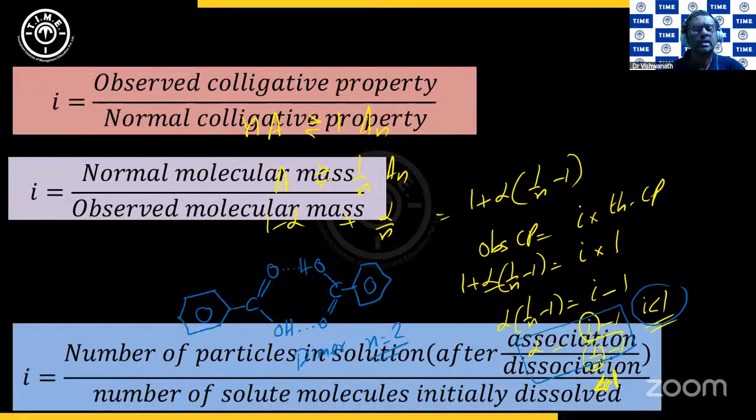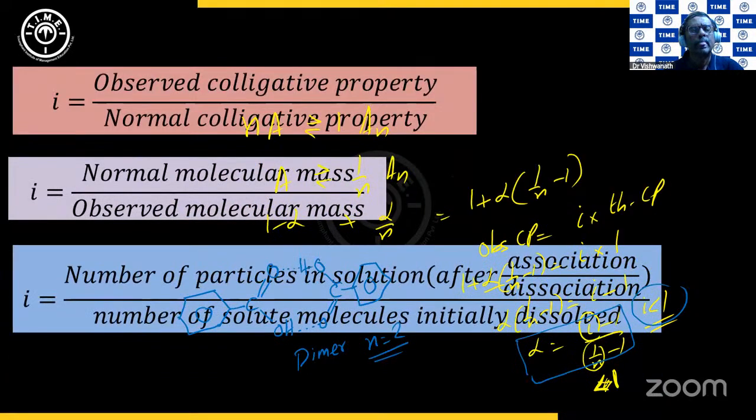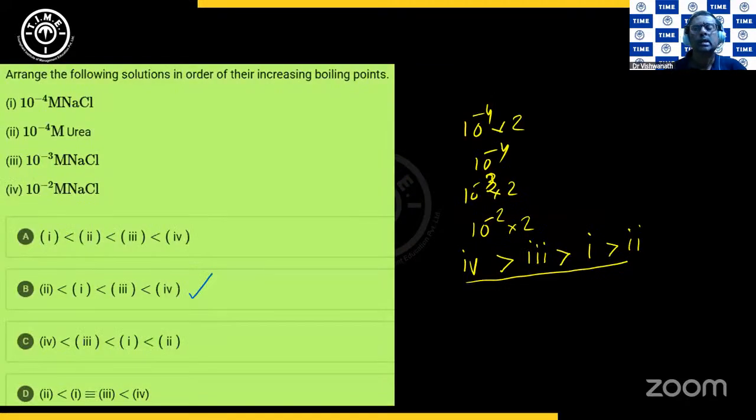Now these are all the things that you have. You know that colligative property and molar mass are oppositely related. Therefore, observed colligative property by normal is normal molar mass by observed molar mass. Clear? Now look at this. Arrange the following solutions in their order of increasing boiling points. Now, where you have more particles, there the boiling point will be more. So I'll do it here for you.